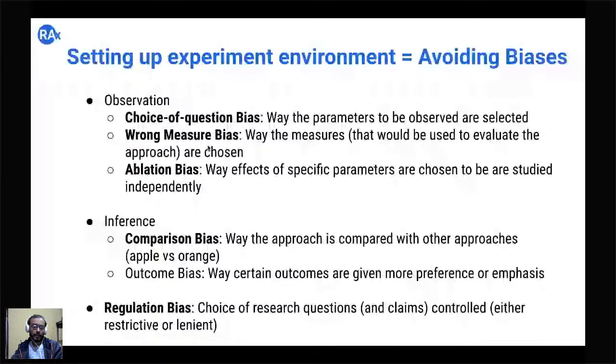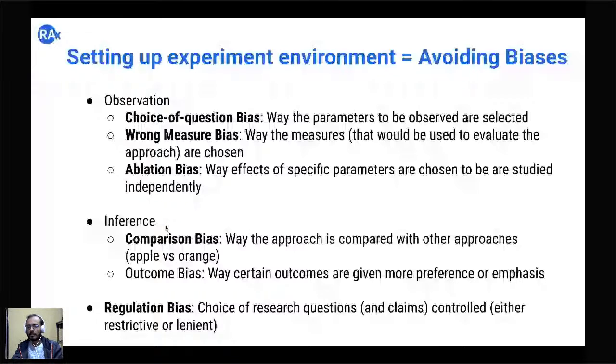Then there is another kind of bias which can happen during the inference stage, where once you observe and then you have to infer, because that's the ultimate goal. You have to conclude something about those findings, the results, and you have to support your original claim. Now, over there also, there can be two types of biases.